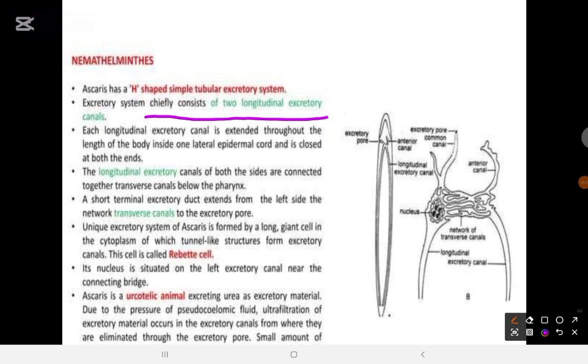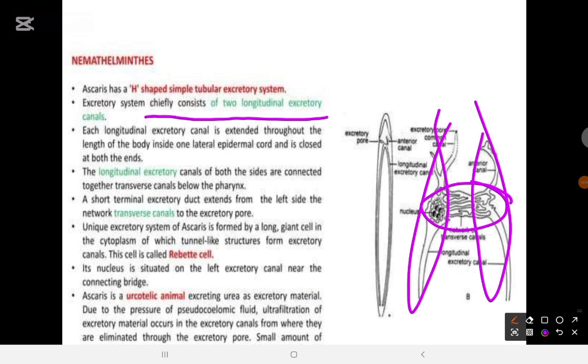Okay, so we have a short terminal excretory duct that extends from the left side of the network, the transverse canal, to the excretory pore. So these are the transverse canals. These are the longitudinal canals.